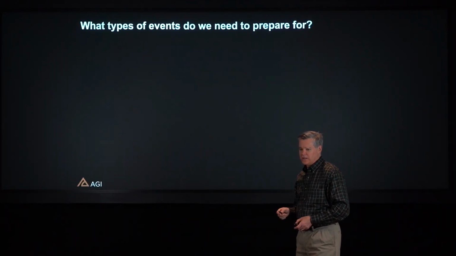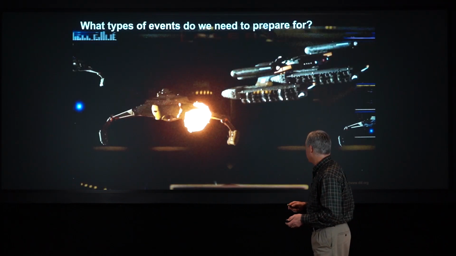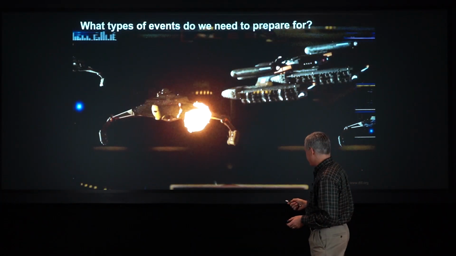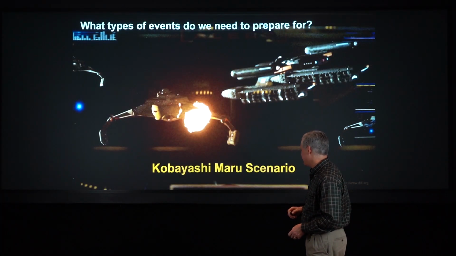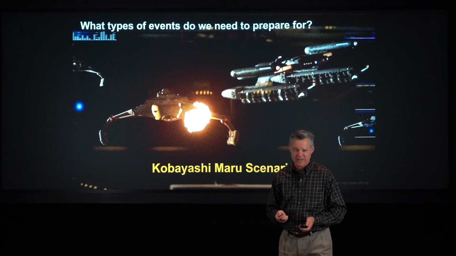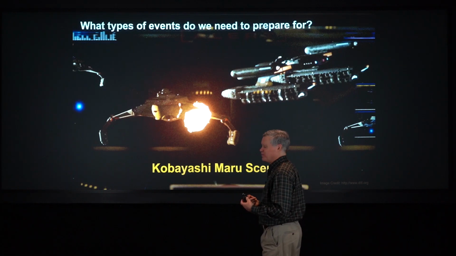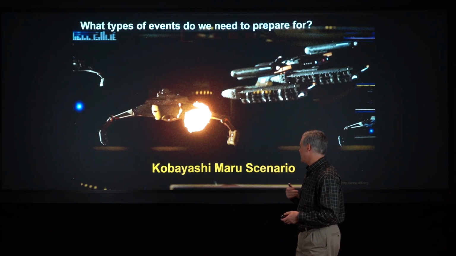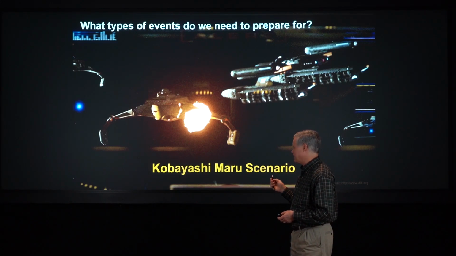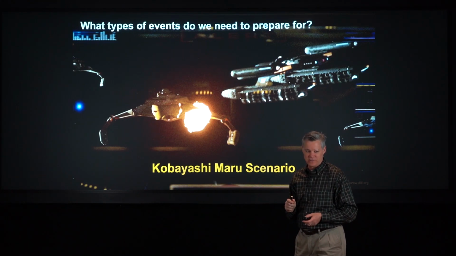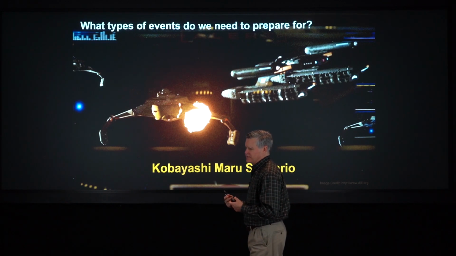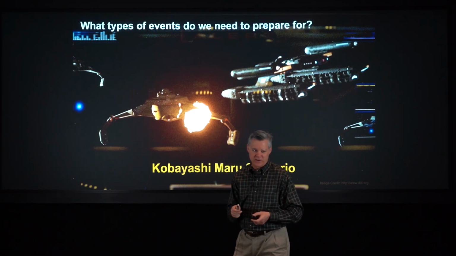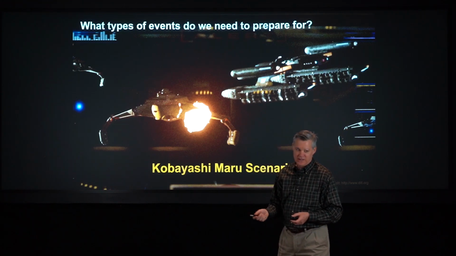Okay, so what types of events do we need to prepare for? Does anybody in the audience recognize this particular event? This is from the Star Trek series and is, of course, the infamous Kobayashi-Maru scenario. In the Kobayashi-Maru scenario, we're aboard a Federation ship. We've received a distress signal from the Kobayashi-Maru, a spaceship in the Klingon neutral zone. The goal is to get to the Klingon neutral zone and rescue the crew before the Klingons show up and bad things happen.